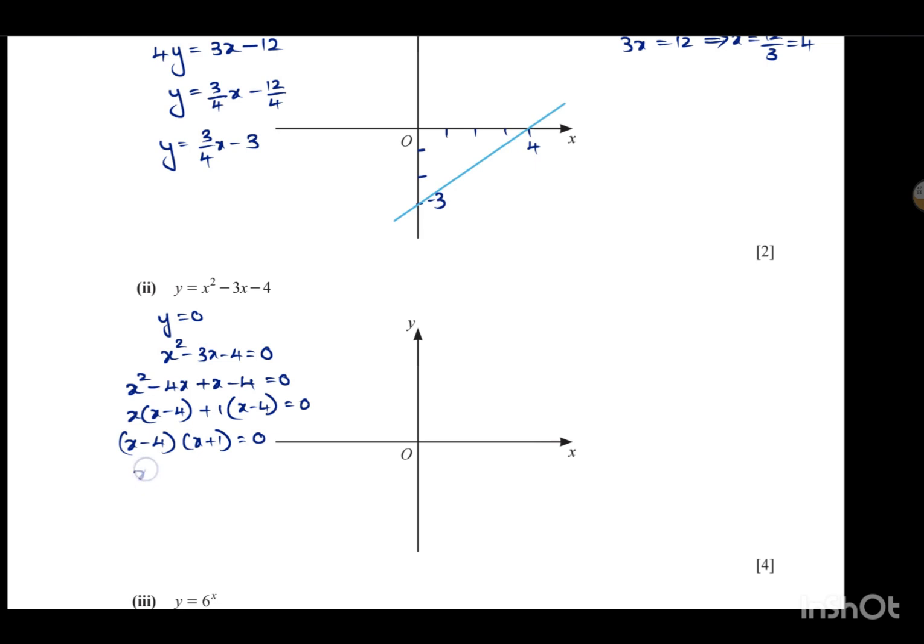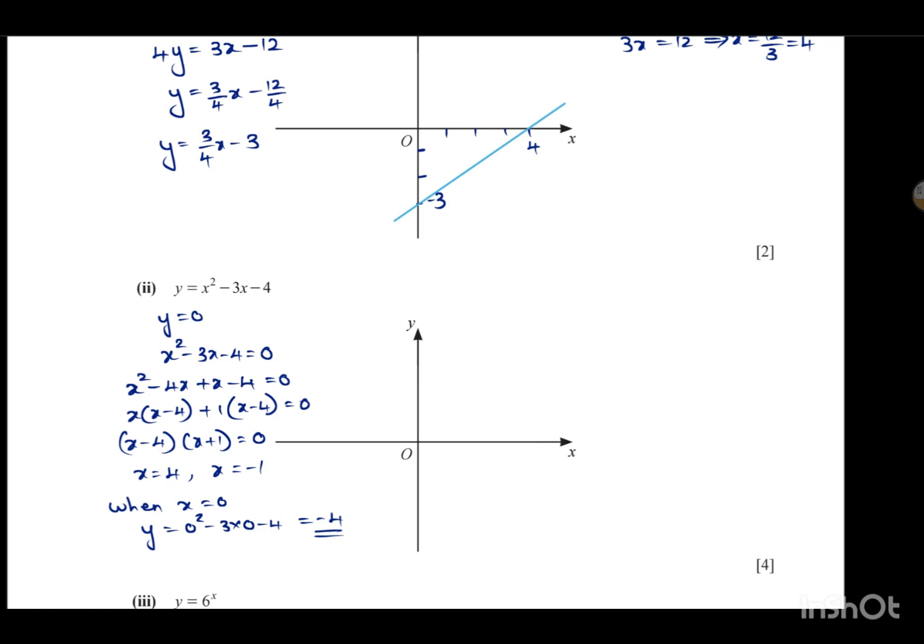So x is equal to 4 and x is equal to minus 1. These are the x-intercepts. And then the y-intercept, how do we find it? When x is equal to 0, y will be 0 square minus 3 into 0 minus 4. So 0 minus 0 minus 4 is minus 4. So the y-intercept is minus 4.